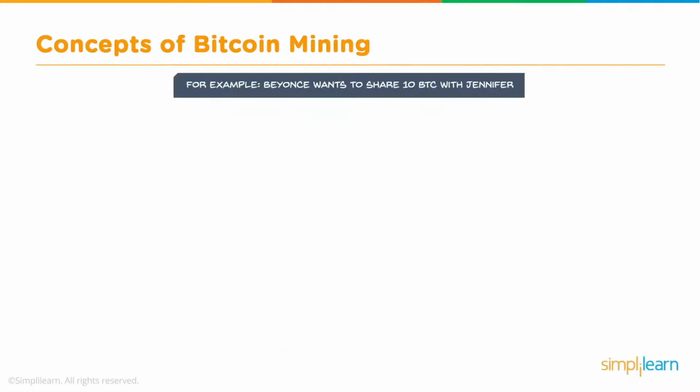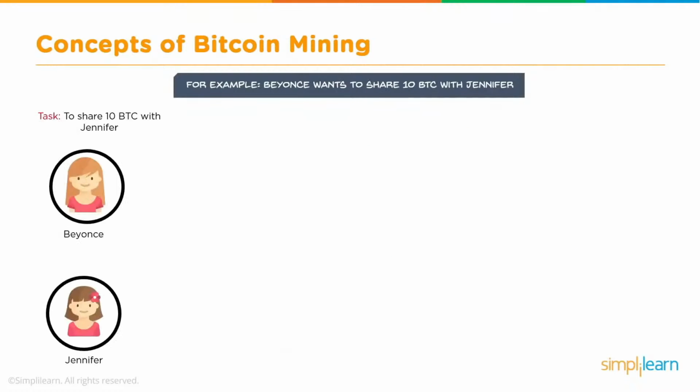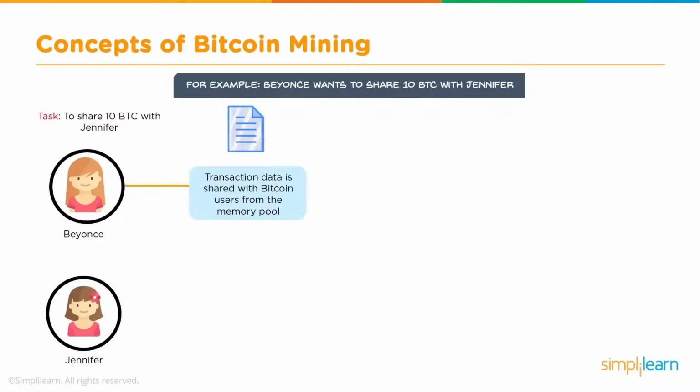Now let's take an example. Beyonce wants to share 10 Bitcoin with Jennifer. In order to do that, what will be the steps? Beyonce's transaction data is shared with Bitcoin users, the miners, from the memory pool. The transaction goes and sits in a memory pool of unmined transactions. In a memory pool, a set of unmined or unconfirmed transactions wait until they are verified and included in a new block. They remain in that unconfirmed transaction pool.